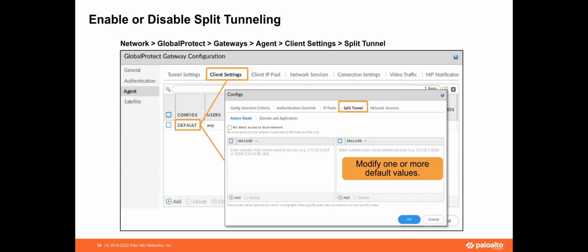So in a full tunnel mode, endpoints can still access their local LAN, but to prevent direct access to the local network, you can enable no direct access to local network for Windows or Mac users. With this setting enabled, the app masks local routes, and the app also monitors the routing table for changes, so it can dynamically mask routes added outside of the app.